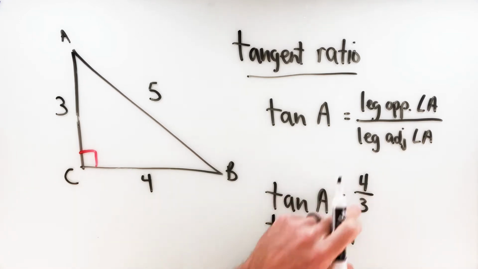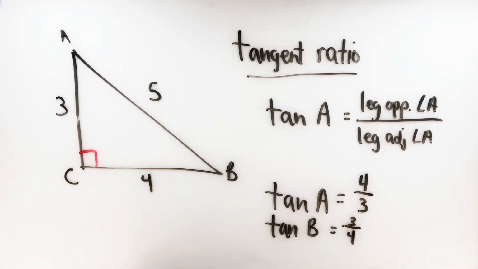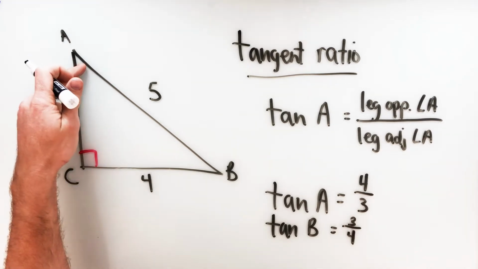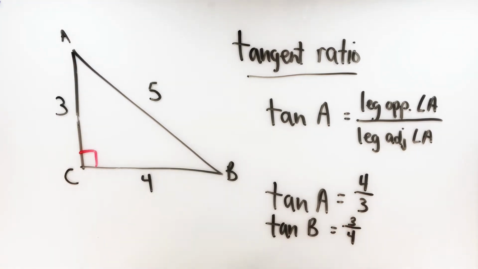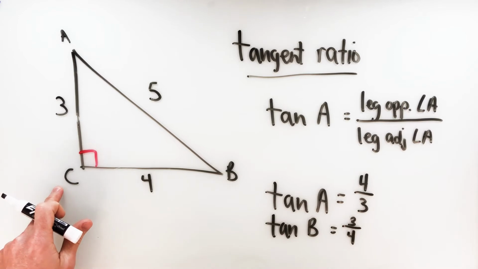Now notice that these two ratios are just reciprocals of each other, which should make sense because the leg that is opposite of A is the same as the leg that is adjacent to B, so these are just going to be flip-flopped here. Now, why can't you take the tangent ratio for angle C?